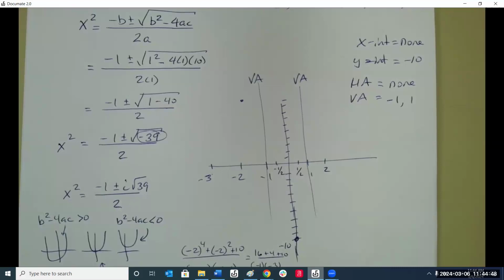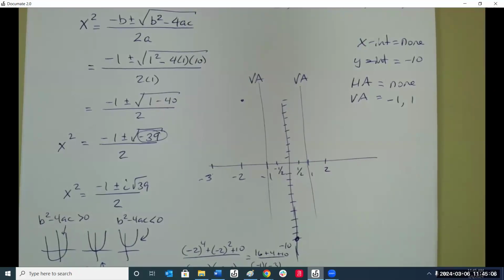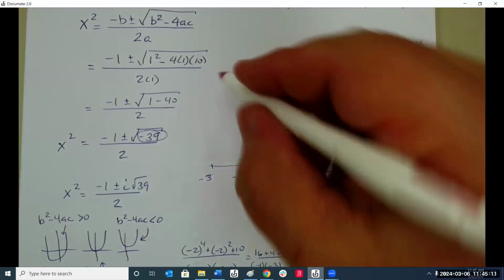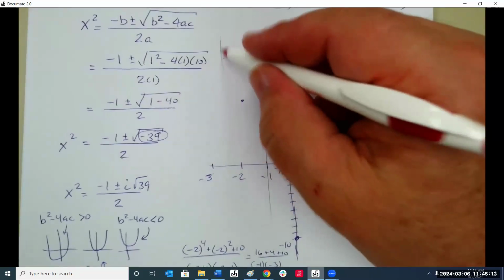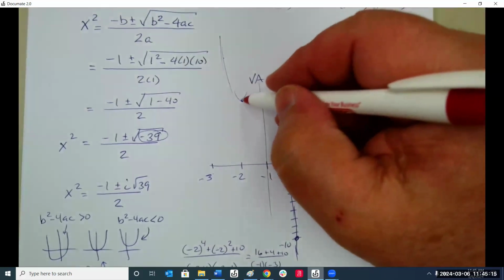So 81 plus 9 plus 10. So 100. -2, -4. So it's 50 over 4, 25 over 2, 17.5. So I'm thinking it's going to look something like this.